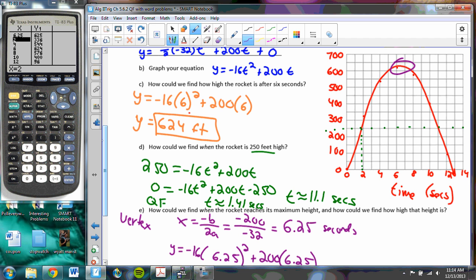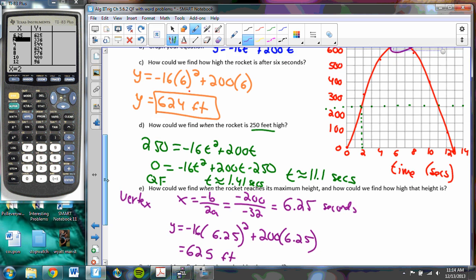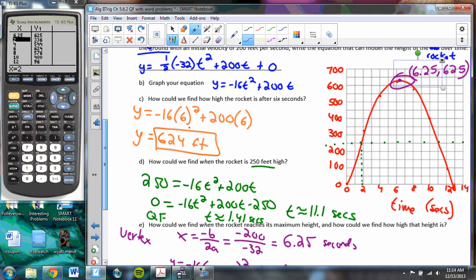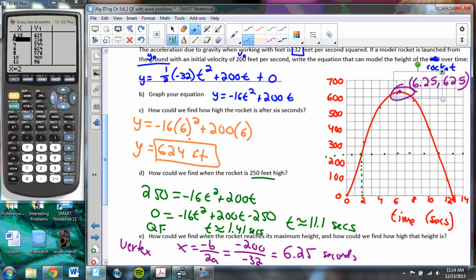So, after 6.25 seconds, the rocket is 625 feet high. And how did you know to plug in 6.25? Well, the vertex has 2 bits of information. The coordinate has an x and a y. I found the x first by doing the axis of symmetry, negative b over 2a. I still needed the y value. I get that by plugging in the x. This gives me both a time and a height.